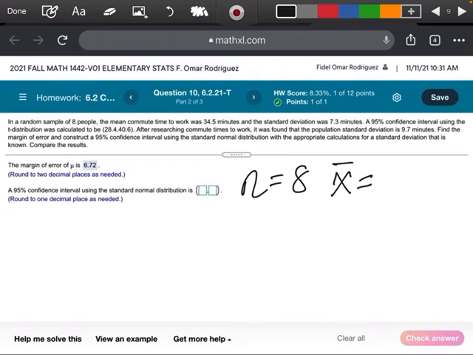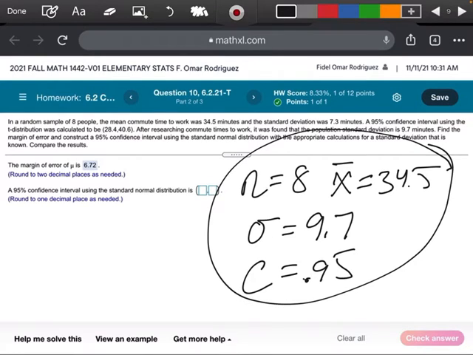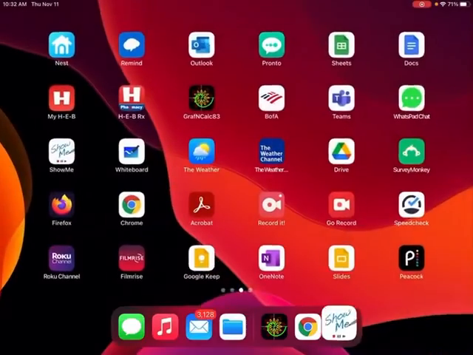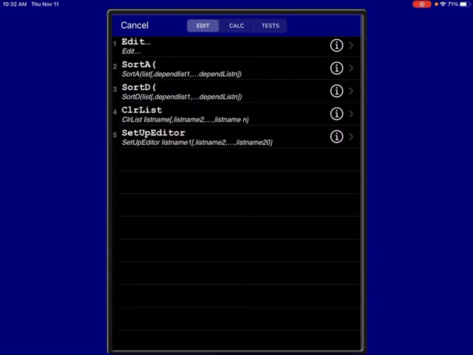Remember, a couple of pieces of information we knew. We knew that n was 8. We knew that our x bar was 34.5. Our sigma, they told us later on, was 9.7. And our confidence level was 0.95 because it's 95%, right? So look, y'all, just having this info right here, we can make our confidence interval. Okay, so I'm going to show you how I'm going to do this.